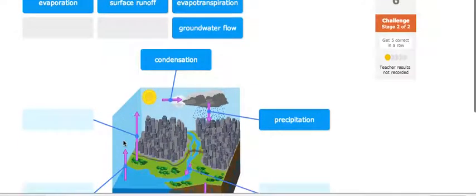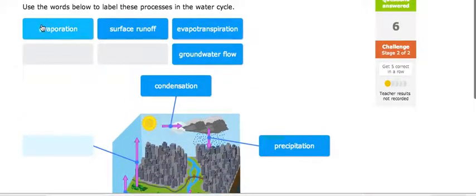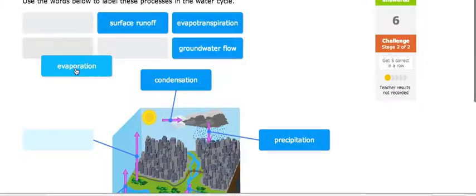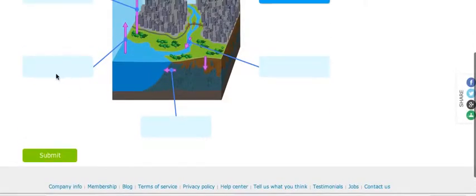And then here is water going up here, and it's going up here. So when we talk about evaporation, we're talking about a body of water, and the water on the surface heats up, and it turns into vapor and goes up. So evaporation has to do with the body of water. So that's going to go right here because you can see the arrow is coming up from the water.